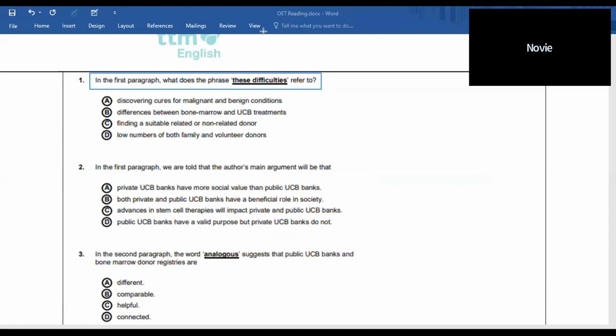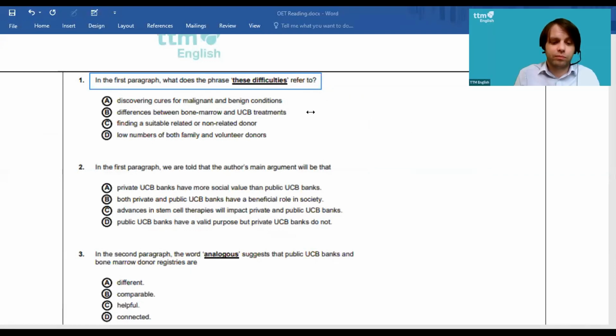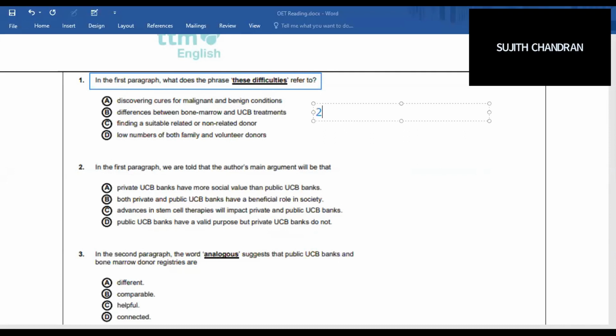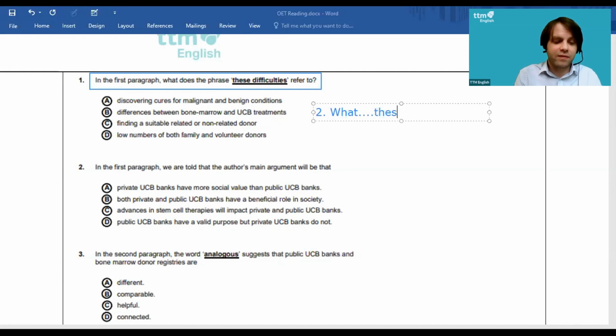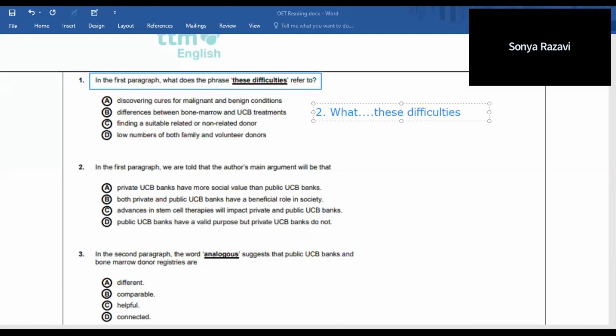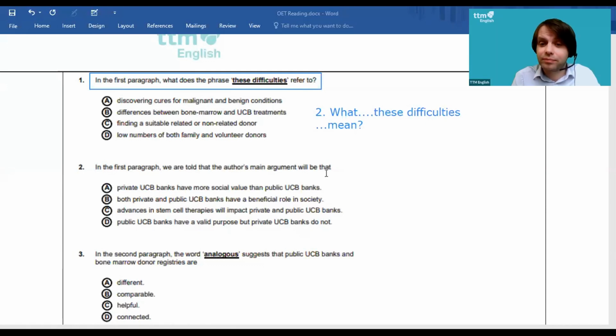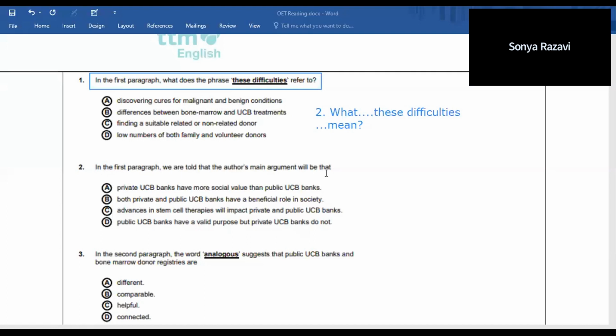And then what's step 2, Sujith? Do you remember step 2? Change this into a question in your mind. The question is something like, what does it mean, these difficulties? That's not good grammar, but it's easy to remember, isn't it? All right. Now what do we do, guys?